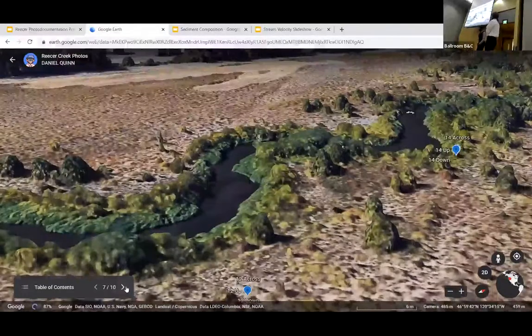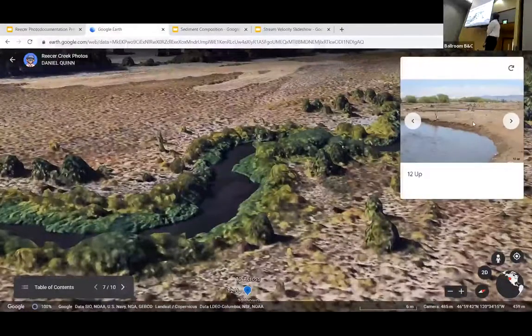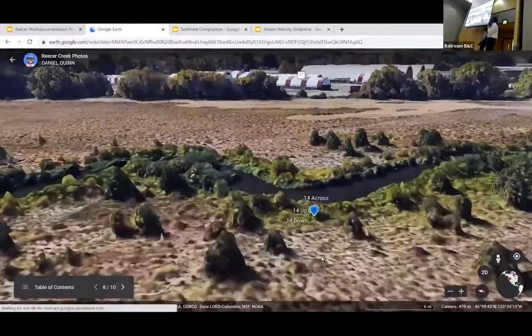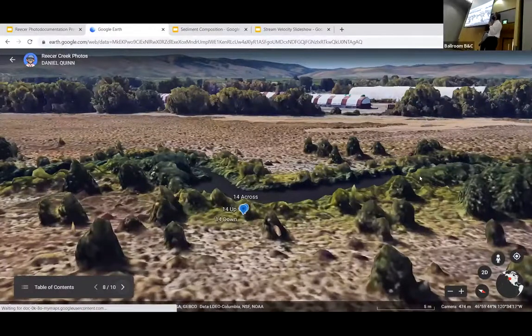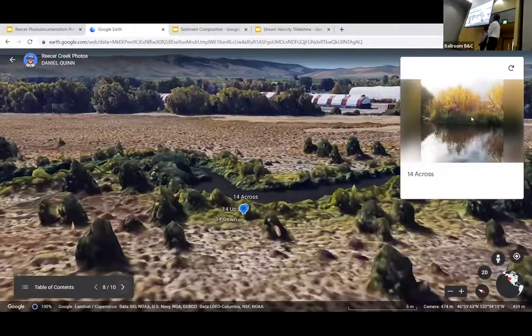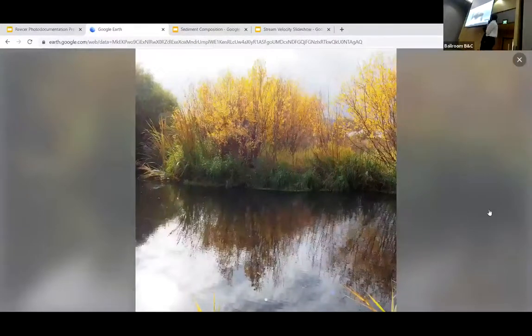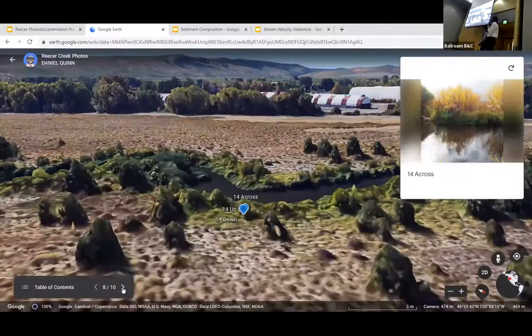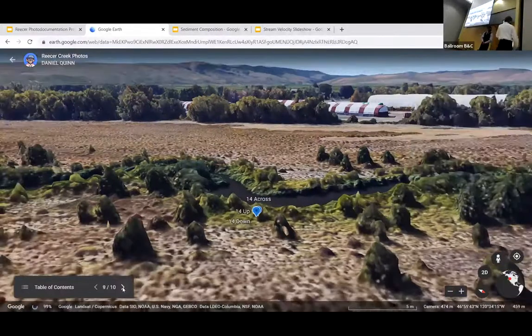And then let's go further to point 14. This was a new, this is an addition we added because these points were more accessible. And let's look at that. See the striking difference from no vegetation to all of this vegetation. Let's go back to our presentation.